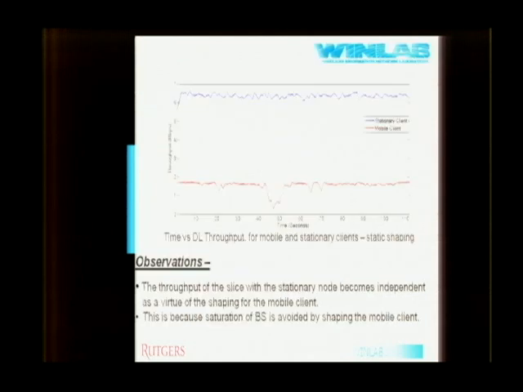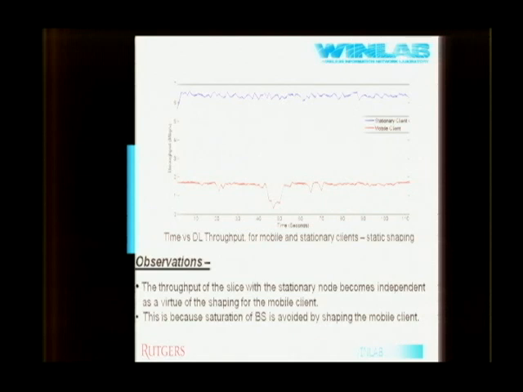What we notice over here is this. We successfully managed to keep the rate performance of the stationary client constant, irrespective of the movement of client 2. And the mobile client, although it can achieve higher rates, we are assuming the worst possible channel conditions, and we are shaping it to a rate of around 1.8 Mbps, and both of them stay constant.